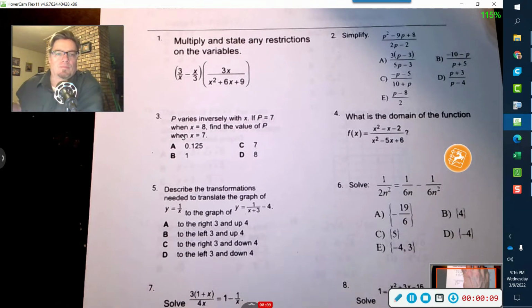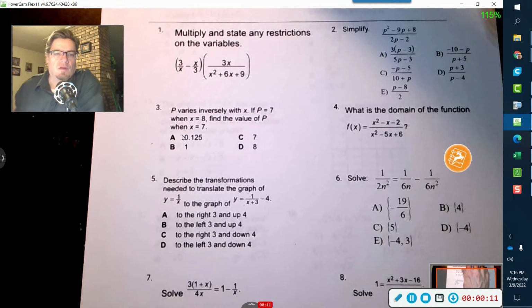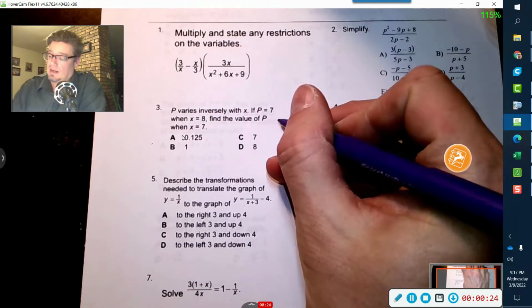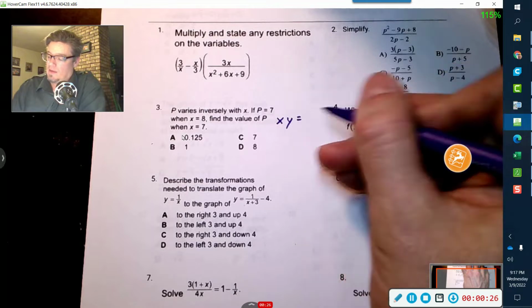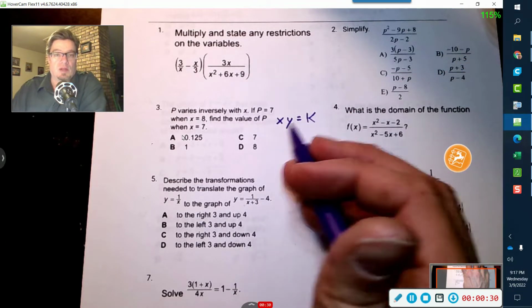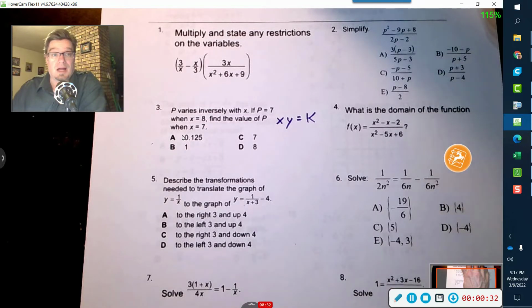All right, 3. So p varies inversely with x. If p equals 7 when x equals 8, find the value of p when x equals 7. Now, you just have to remember what inverse means. When you have an inverse relationship, it means that the x and y values, when they multiply to each other, have to equal some constant k.